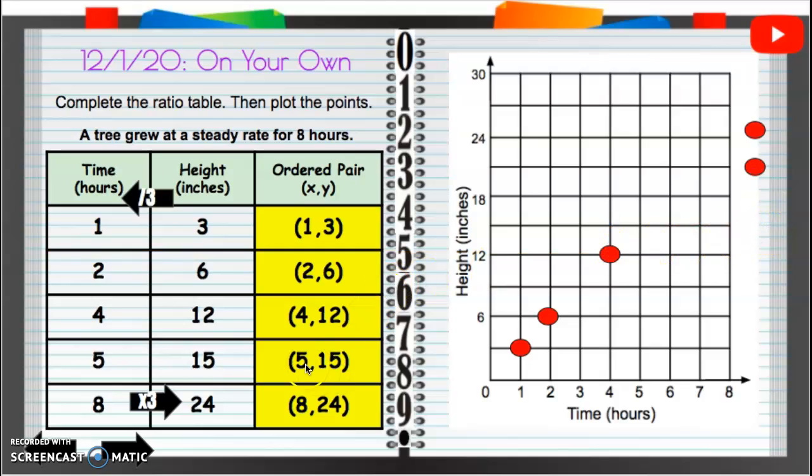If I go down the hall 5 to 5 hours, it'll go up to 15 inches. Woo, 12, 13, 14, 15. So if you notice, this graph goes up by 3s. 3, 6, 9, 12, 15, 18, 21, 24, 27, and 30.